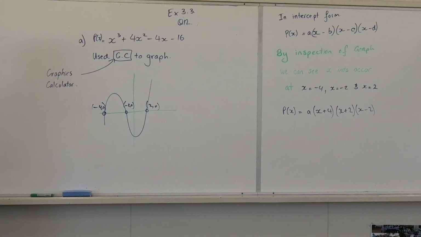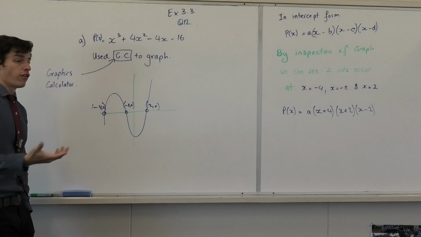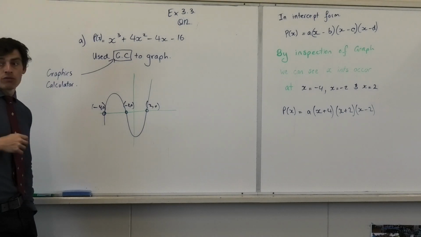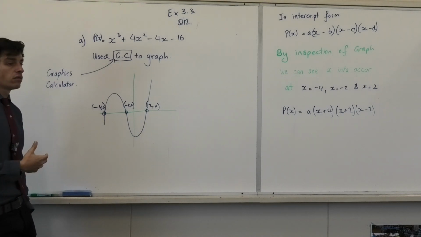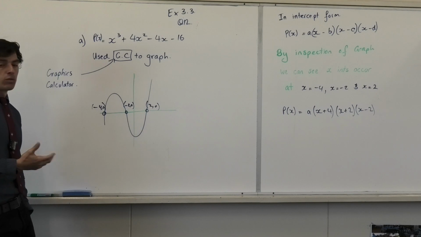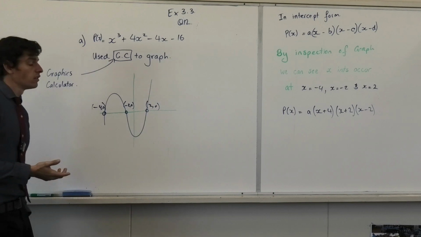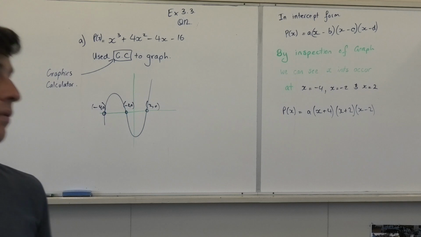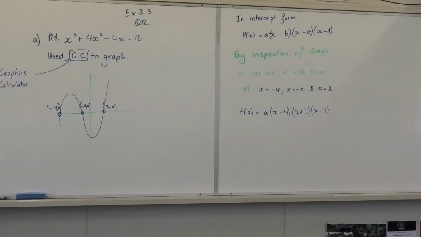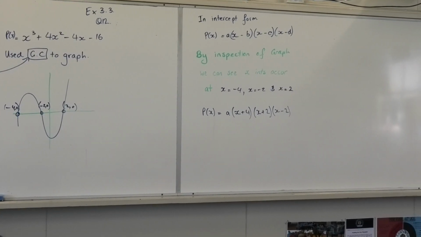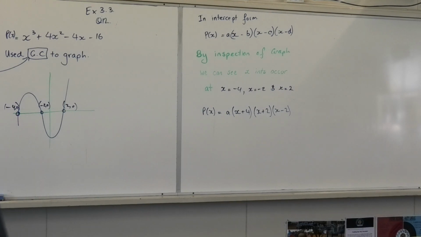What do I need to find out? What value is still missing? My a value, correct? How do I find that? Rearrange it, but I need something else, don't I? What else do I need to find that a value? I need an x and a y value, correct?